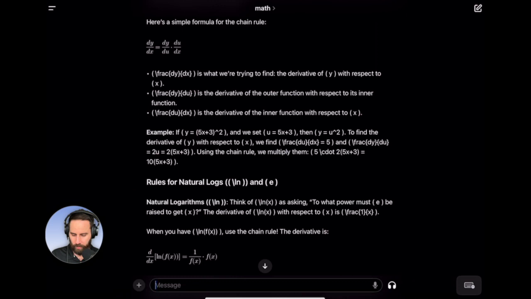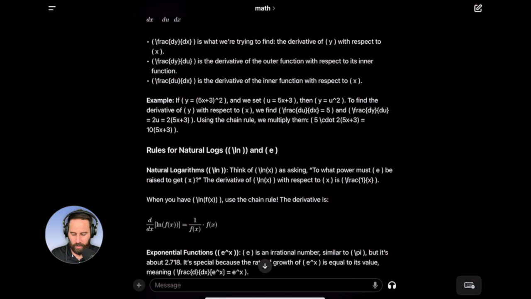Okay, so dy/dx is where you're trying to find the derivative of y with respect to x. Good. It says with respect to x, dy/dx, so it shows that the denominator is what you're taking a derivative with respect to. Example: if y equals (5x plus 3) squared, and we set u equal to 5x plus 3, then y equals u squared. To find the derivative of y with respect to x, we find the inside. Okay.